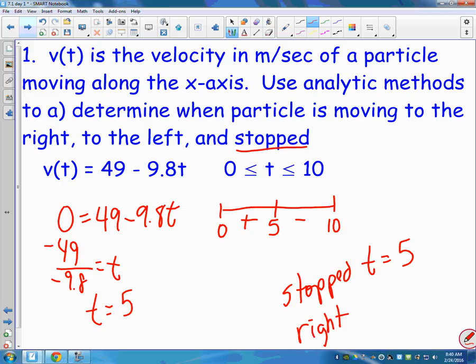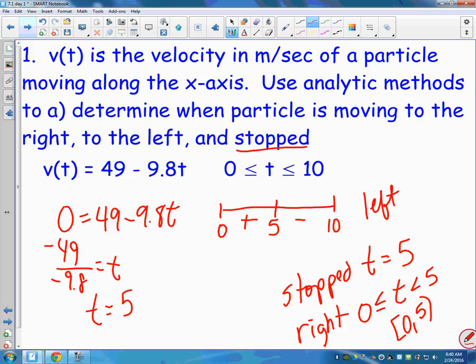Be really careful. It's really important to pay attention that we start at 0. We're talking about time here. So it's moving to the right from 0 to 5. You could write that as an inequality, right? And we always have this debate: do we include 5 or do we not include 5? It's debatable, but I'm good with that.